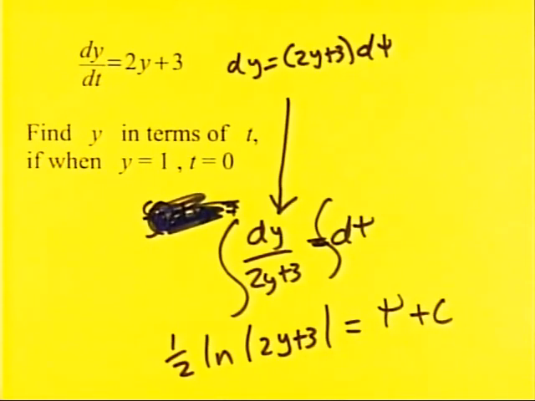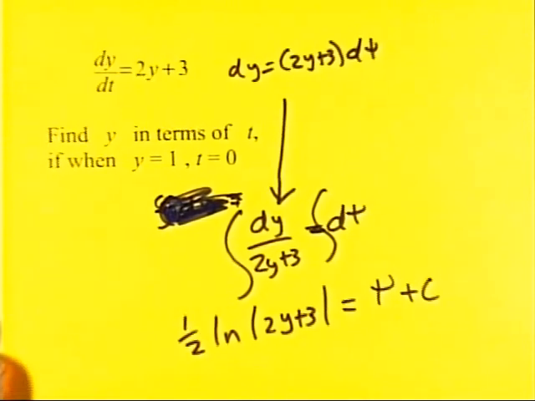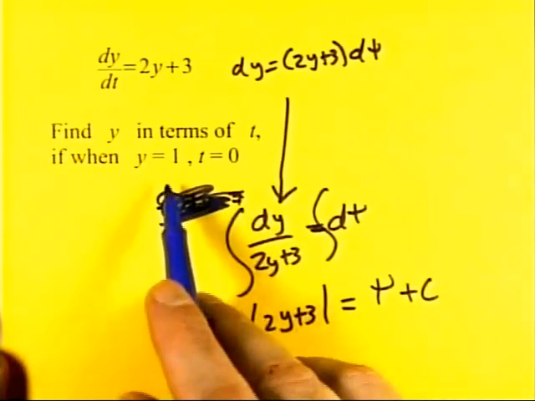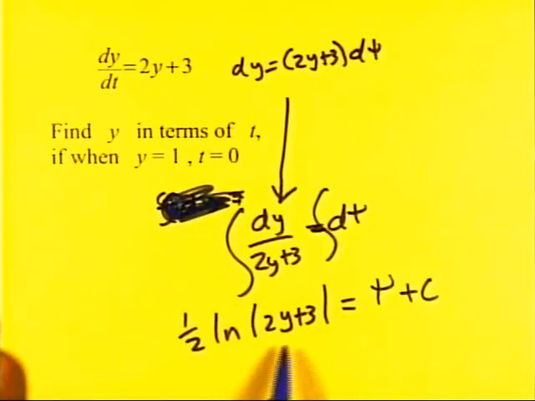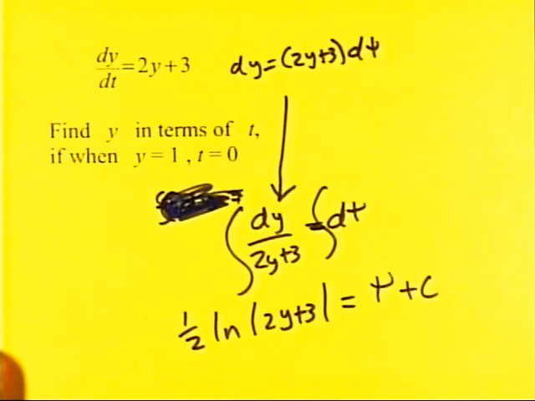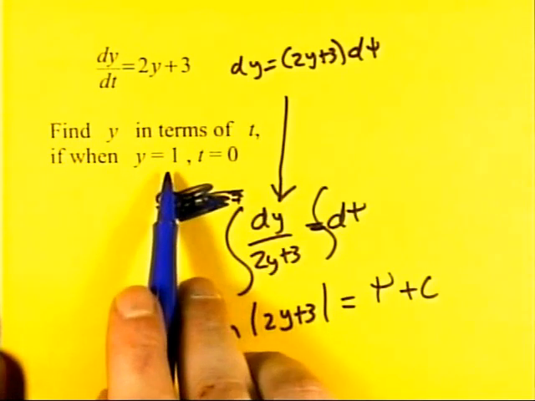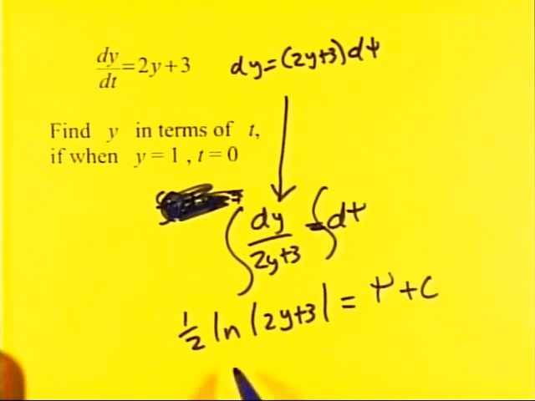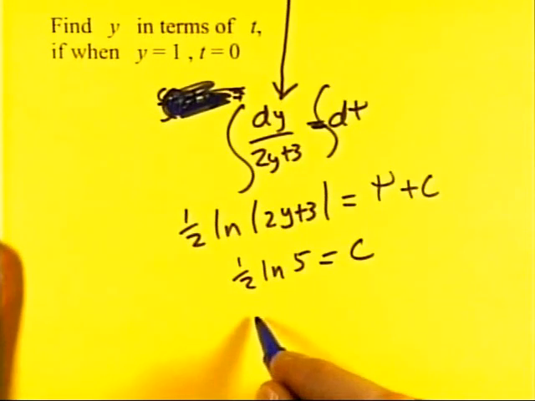So how do we find y? We need to find y in terms of t. In other words, we need an answer that says y equals something. Well, how about if we just sub in first, to get c? Okay, 1/2 natural log of 5 is equal to c.